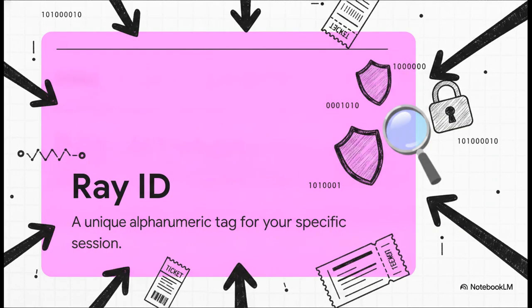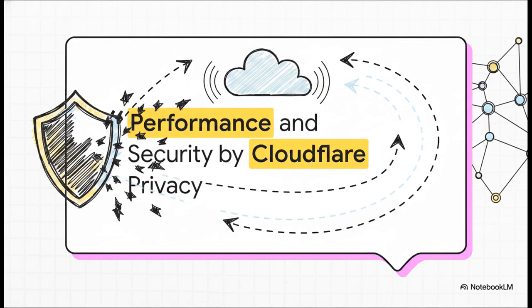Basically, a Ray ID is a totally unique alphanumeric tag assigned to your specific verification session. Think of it as the literal digital receipt of your successful passage through the checkpoint. If something goes totally wrong, or if you get falsely identified as a bot, this ID is the exact tracking number network admins use to look up your interaction. It is undeniable proof that you were there being evaluated at that exact millisecond. And this brilliantly illustrates the overarching architecture of the web today. The text says "Performance and Security by Cloudflare."